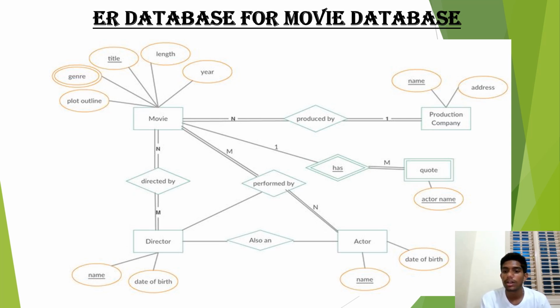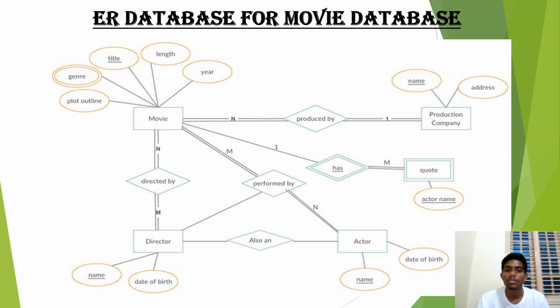In this, the movie, director, actor, production company are all the entities, the diamond symbols are the relationships, and the oval symbols are the attributes. For movie, year, length, title, genre, plot outline are the attributes. For director, name and date of birth are the attributes, in which the underlined name is the key attribute. For movie, underlined title is the key attribute, and genre is the multi-valued attribute. For production company, name is the key attribute, and the address is also one of the attributes. And for actor, name and date of birth are the attributes, in which name is the key attribute.